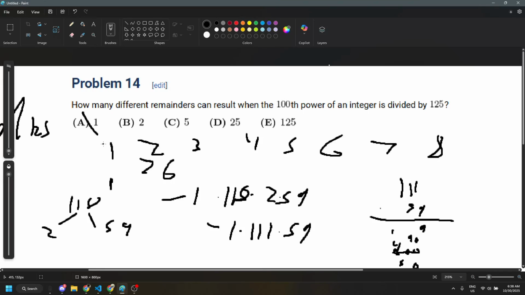Hmm. Well, oh, okay. I know it's not 125 because 5 to the 100 is divisible by 125, but so is 25. So it can't be that. When divided by 25 is the same thing as when divided by 5 to the 3.